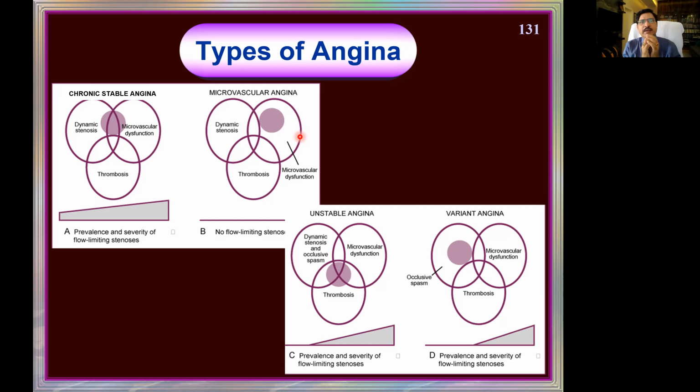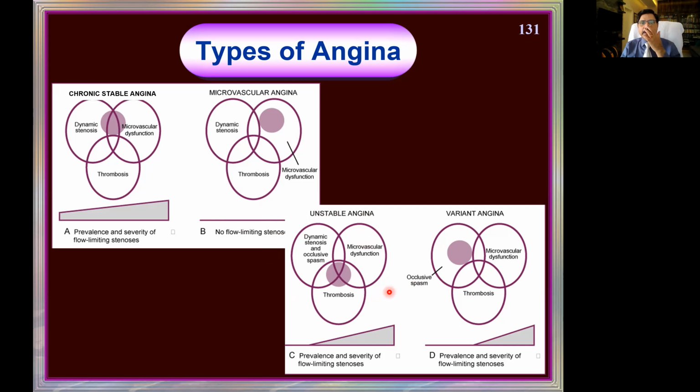You understand? Here, microvascular angina is no dynamic stenosis, no thrombosis, only microcirculation. And you look at the stenosis, there is no flow limiting stenosis. Epicardial blood vessels are normal. Okay. Now you come to unstable angina.